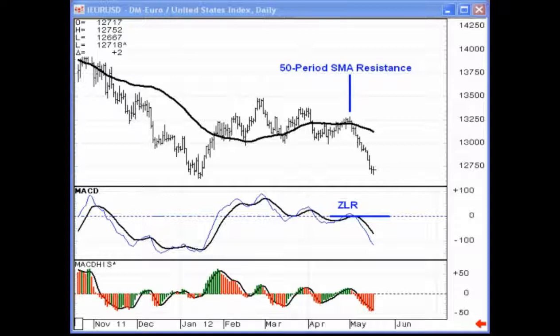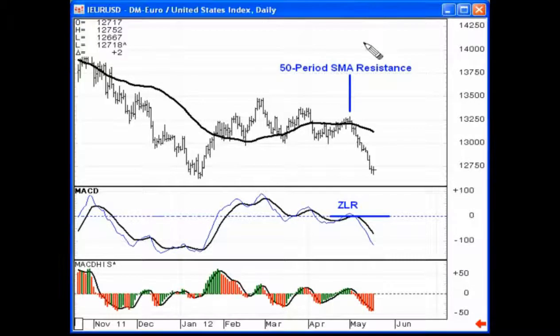Now, one thing that we're going to be looking at here on this price chart is the black line at the top that you see. This is a 50-period simple moving average. Here's my MACD indicator, and this is the standard Gerald Appel setting of 12, 26, 9. Below that we have the MACD histogram. The MACD histogram is constructed by simply subtracting the black line from the blue line. The blue line is the MACD line, the black line is the MACD signal line.